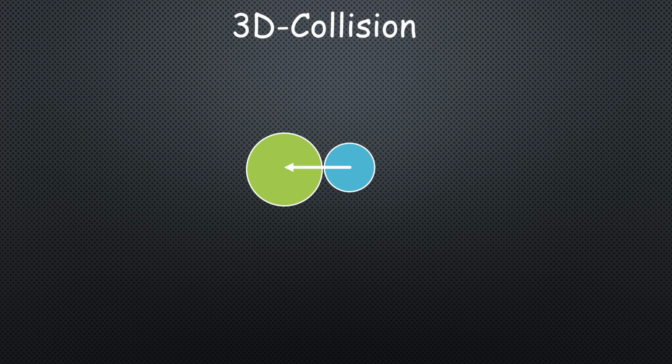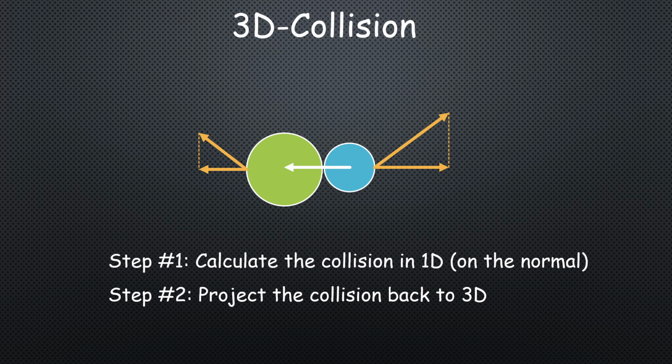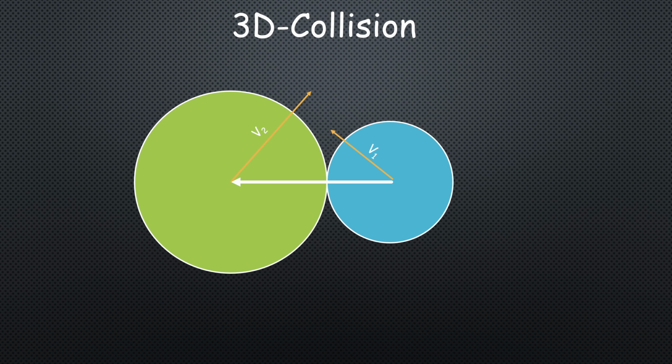The answer is that we calculate the collision in 1D and then project it back to 3D to be used for the actual simulation. The process is as follows. We start by projecting the two velocity vectors on the collision normal using a dot product. This gives us the length of the projected vectors along the collision normal.